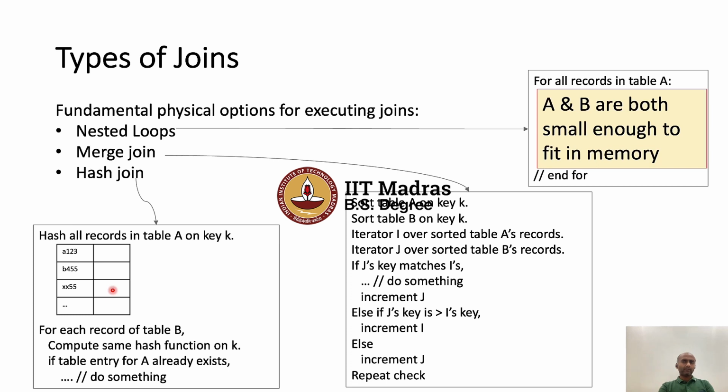So let's just look at a brief commentary on the performance characteristics of these three. The nested loops method is fundamentally going to be useful only if the records of table A and records of table B all fit in memory. If that does not happen, then the ability for you to do an inner loop and an outer loop will become extremely expensive because you will have to constantly keep looking up the disk.